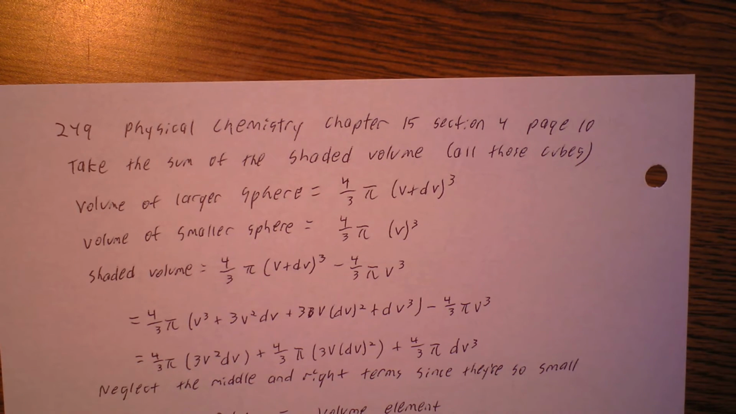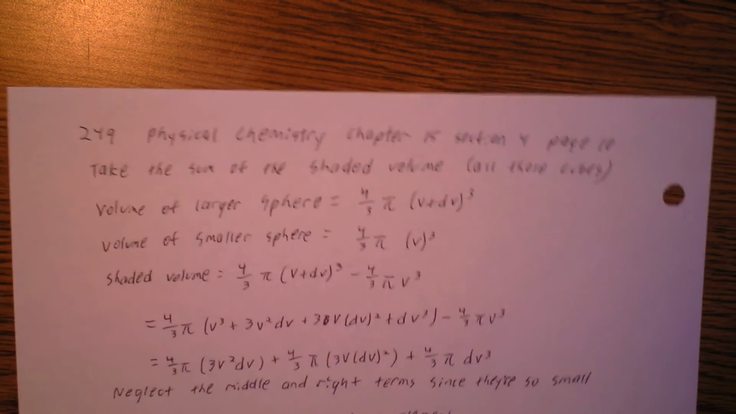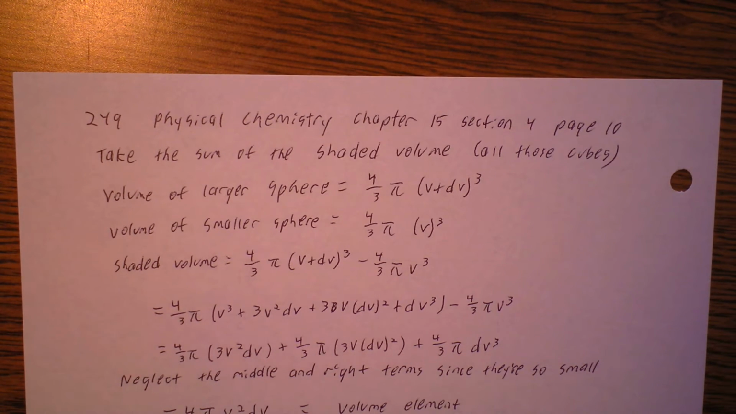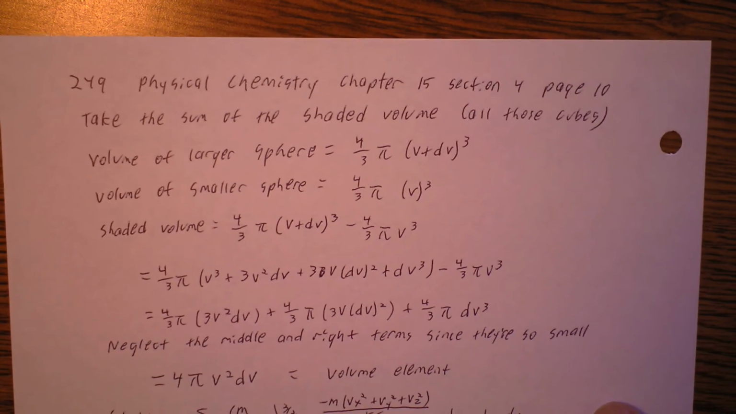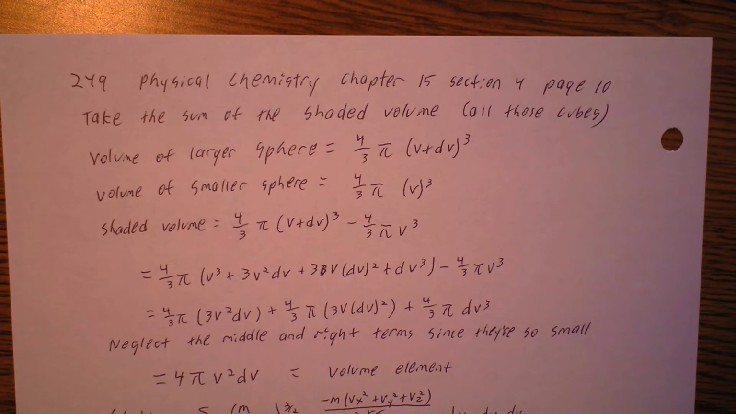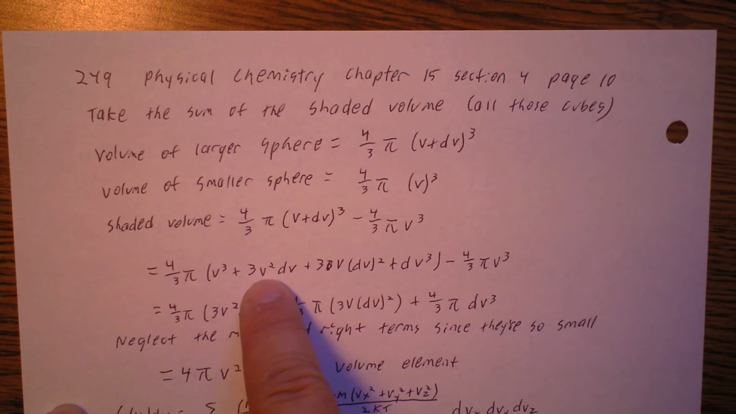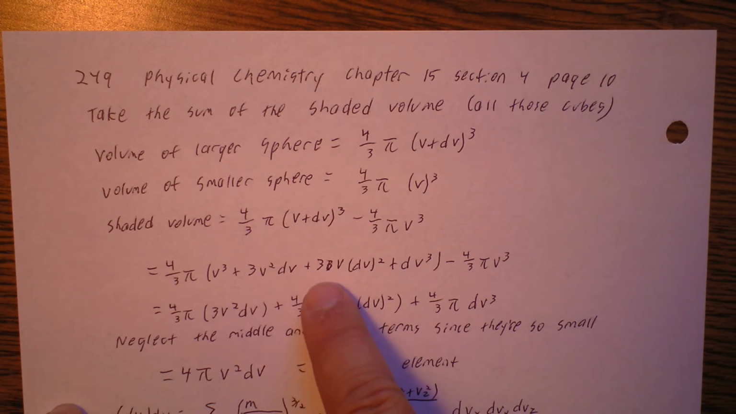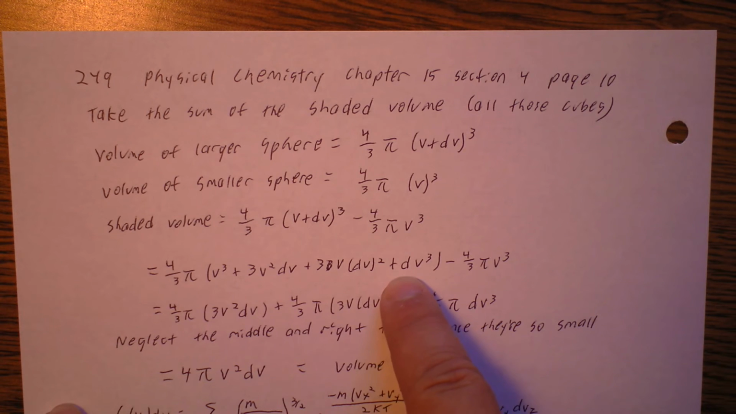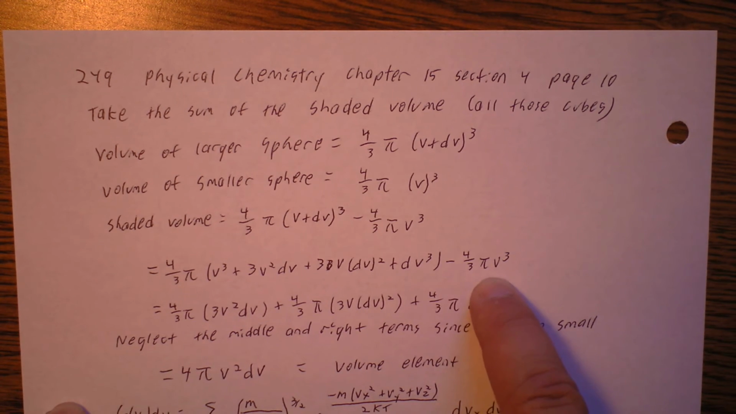Now remember, the volume of the larger sphere is just 4/3 pi times v plus dv cubed, and the volume of the smaller sphere is just 4/3 pi v cubed. So the shaded volume is going to be the difference between those two: 4/3 pi times v plus dv cubed minus 4/3 pi v cubed. Distributing all that out, we have 4/3 pi times v cubed plus 3 v squared dv plus 3v dv squared plus dv cubed, minus 4/3 pi v cubed.